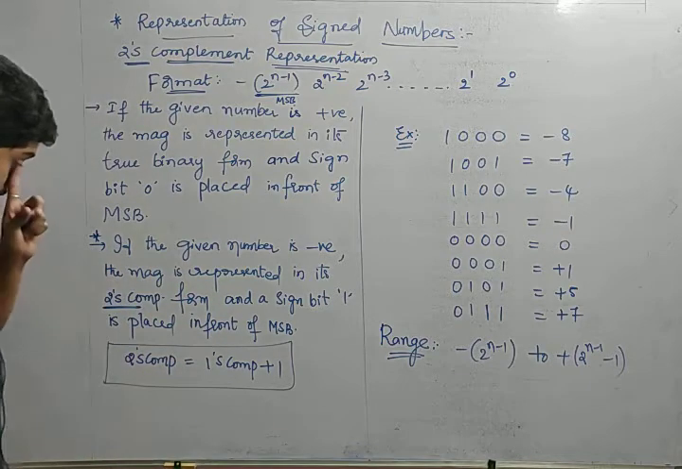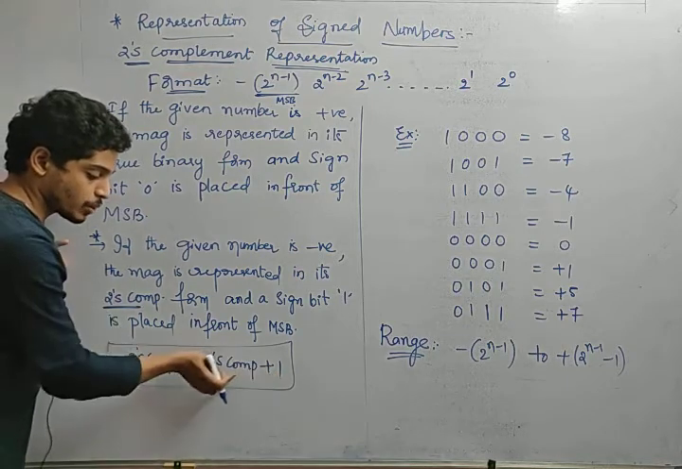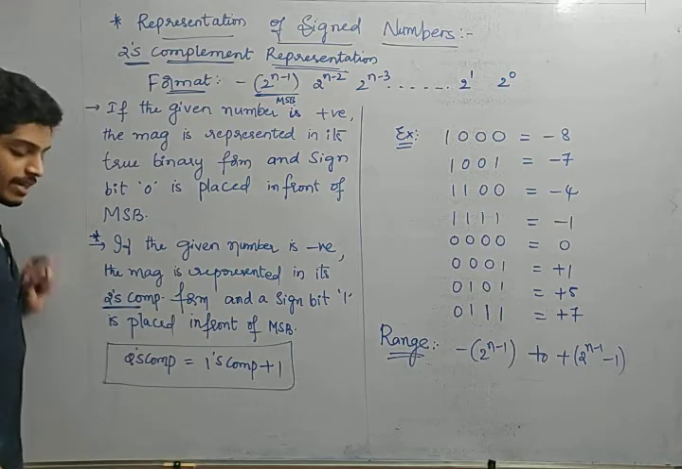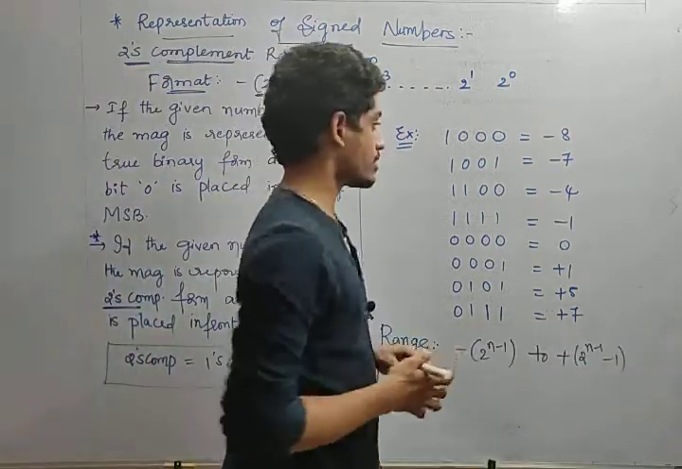So we already know that 2's complement is nothing but if we add 1 to 1's complement form, it gives 2's complement form, friends. That means 1's complement plus 1 is nothing but 2's complement. Okay, fine. So let us see a few examples.